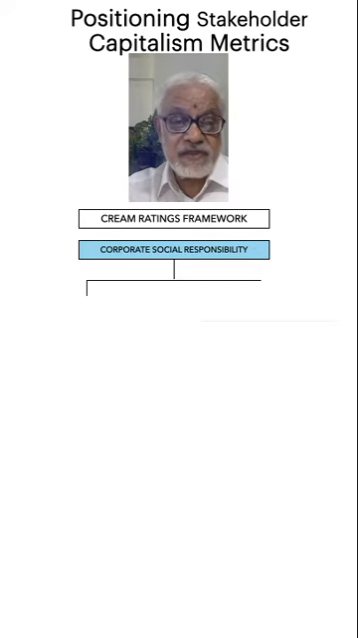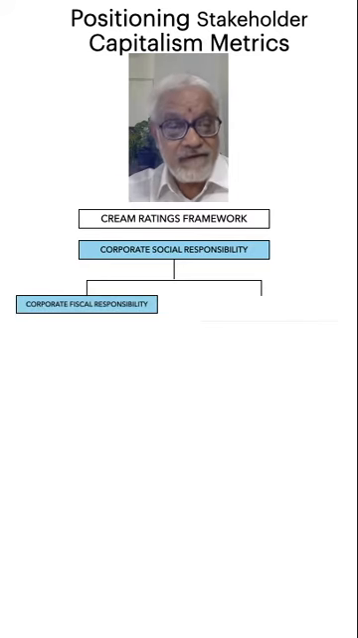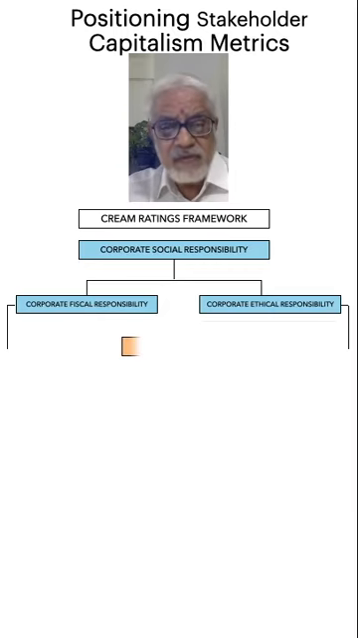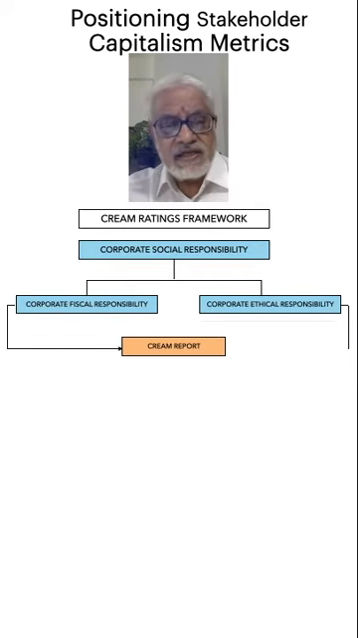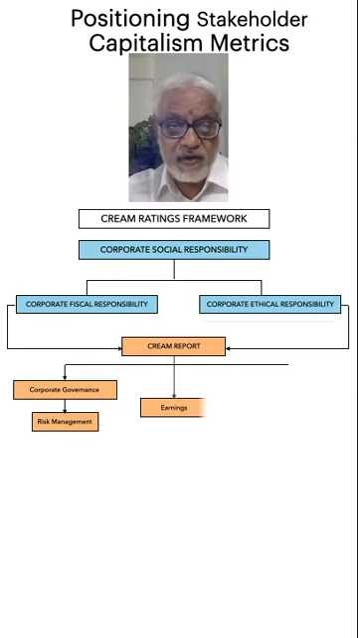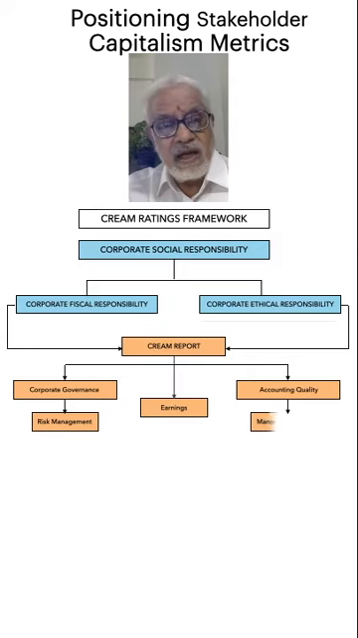So corporate social responsibility is split into two factors: corporate fiscal responsibility and corporate ethical responsibility. Under corporate fiscal responsibility, this CREAM report is being created. C, corporate governance or risk management, forms one part of the fiscal responsibility. E, earnings, has two functions: one profits, another growth. Then AM, accounting quality and management quality, will form part of the corporate ethical responsibility. I will come to the corporate ethical responsibility, particularly on A and M.